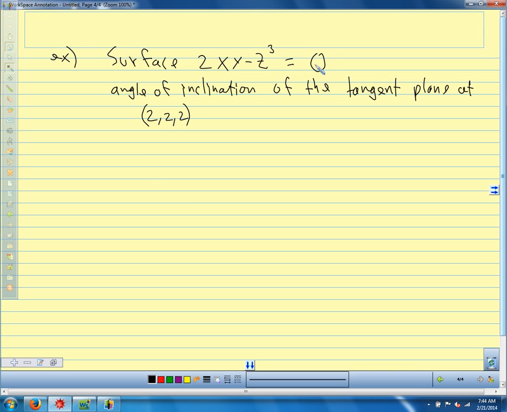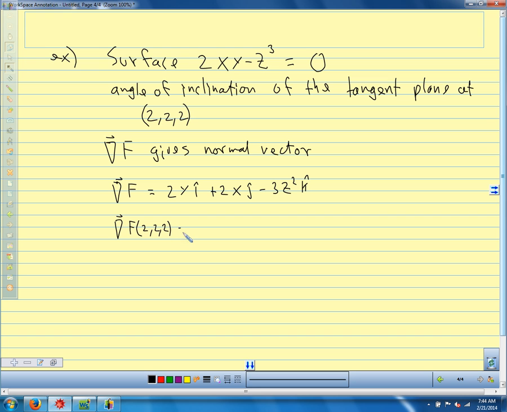So we have f of x, y, z equals a constant, 2xy minus z cubed. The normal vector to our tangent plane we find by doing what? Finding the gradient. So del f gives our normal vector. Del f is 2y i hat plus 2x j hat minus 3z squared k hat. Then evaluate that at the point, del f at (2, 2, 2). We end up with 4i plus 4j minus 12k. So that's our normal vector.